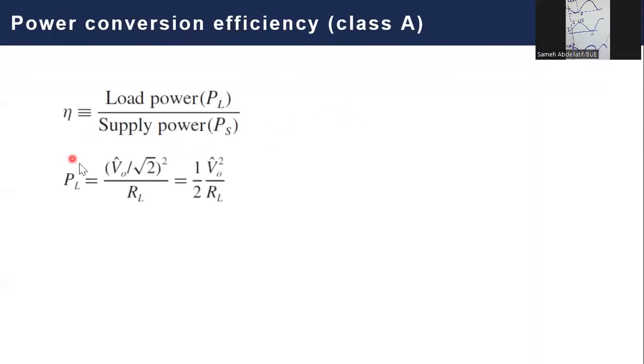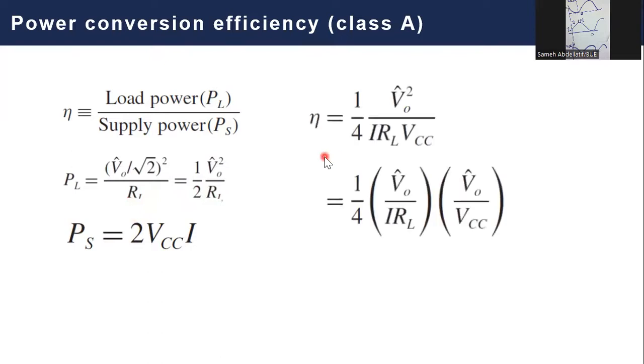If you remember this rule, it's V output maximum over root 2, squared, over RL, which is half V output squared over RL. And as I just mentioned, the power of the supply is simply 2 VCC I. So the overall efficiency of our power amplifier is 1/4 times V output over I RL times V output over VCC.